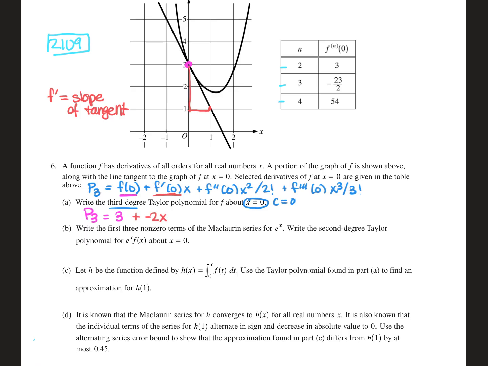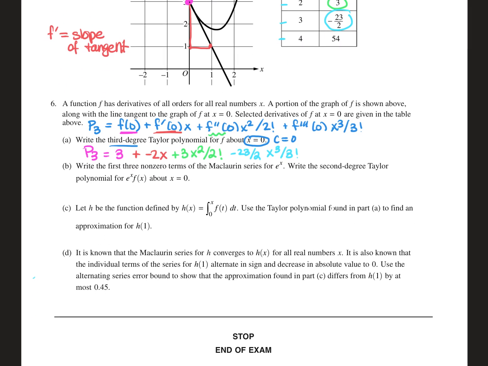The next thing we need is the second derivative. Now the second derivative is concavity. I can't really look at the graph and tell you exactly what it is. I know it's positive because it's concave up, but I know my second derivative is 3. And then lastly, we need the third derivative because it asks us for the third degree Taylor polynomial. So there's a third derivative. So there is our P3 Taylor polynomial for that approximating function.